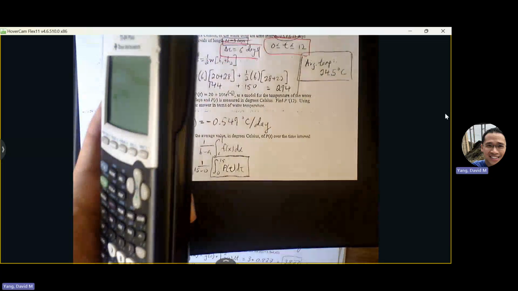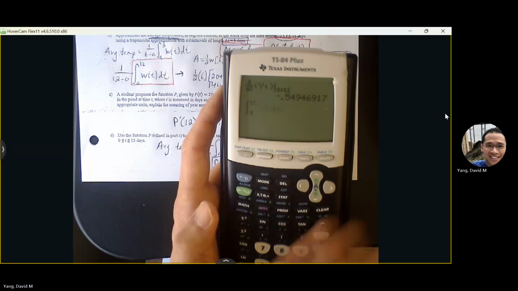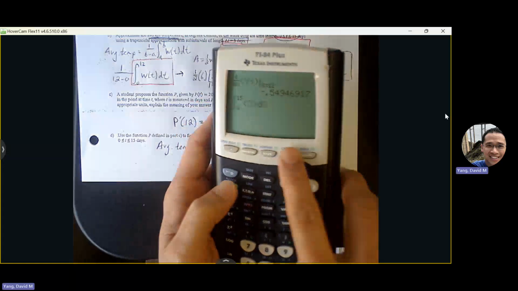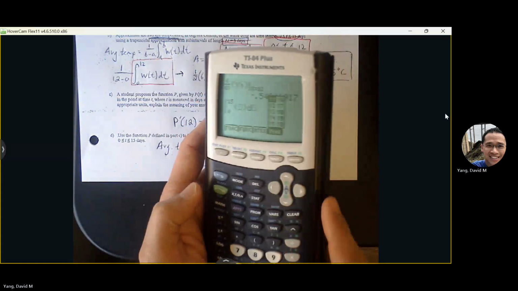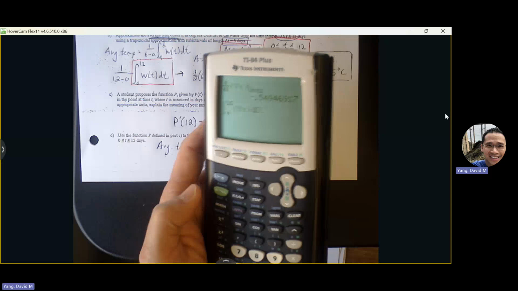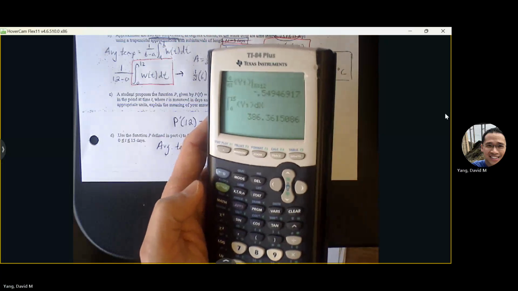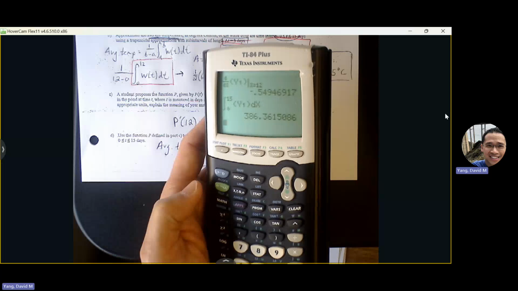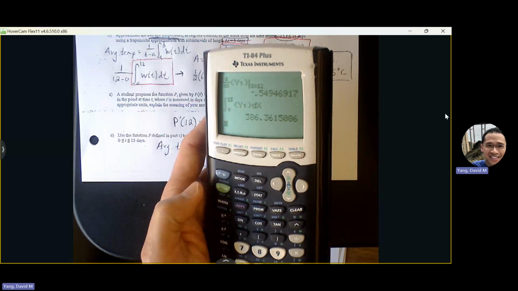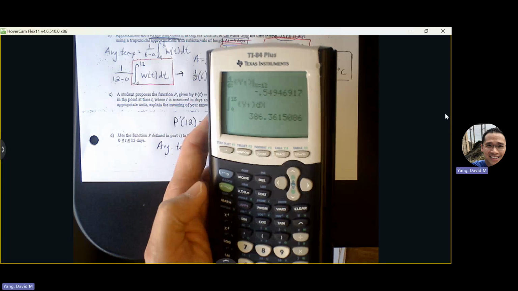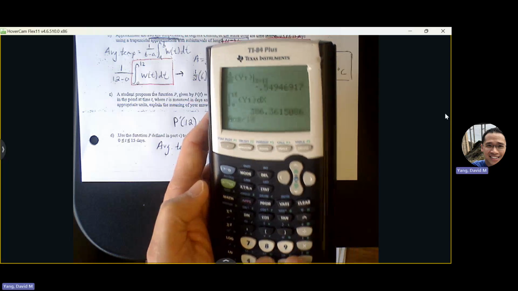Okay, so let's go from 0 to 15. Alpha trace, select your y1, which is holding your P of t. 386, this is the sum of all the temperatures from 0 to 15 days. And we're going to divide that by 15.